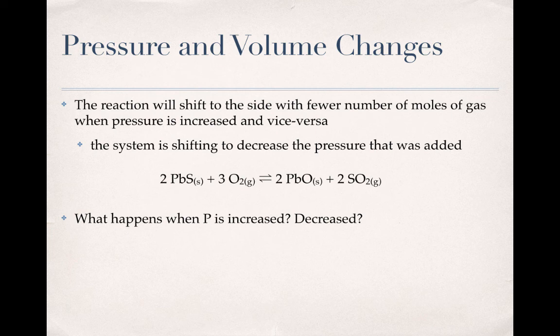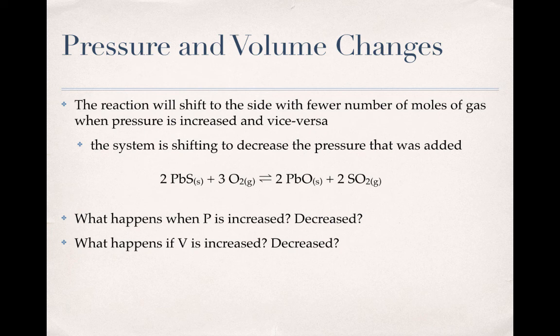Now what if we decrease the pressure? Well, if we decrease the pressure, then the reaction is going to want to respond to offset that decrease, and it's going to want to increase the pressure. So it's going to shift to the side that has more moles of gas because that will increase the pressure. So if we decrease the pressure, the reaction will shift to the left towards the O2 since there are more moles of gas in the reactant side.